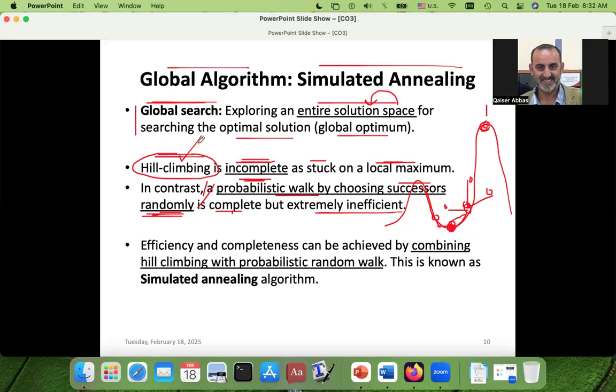Anyhow, now another idea is that we are going to combine hill climbing with this probabilistic walk. The algorithm that we already studied, hill climbing, we are going to combine with this idea, which is the probabilistic random walk. When we combine these two approaches, a new searching strategy will emerge, and the name of that strategy will be simulated annealing. That will have the property of completeness, and it will also take less time.